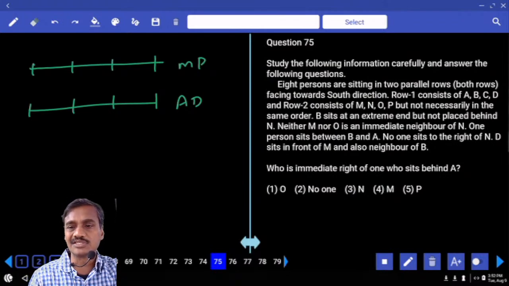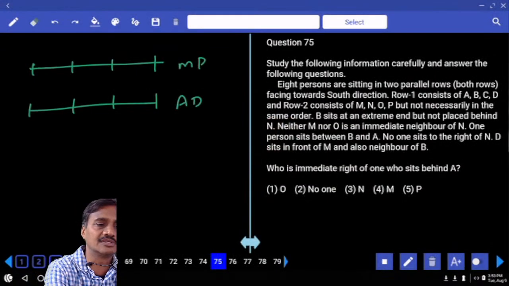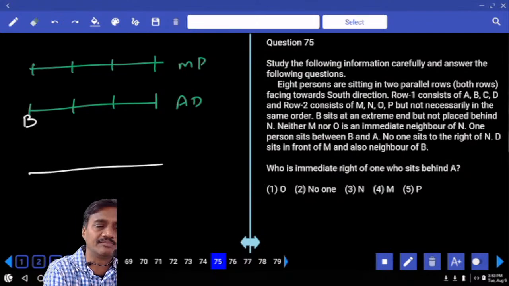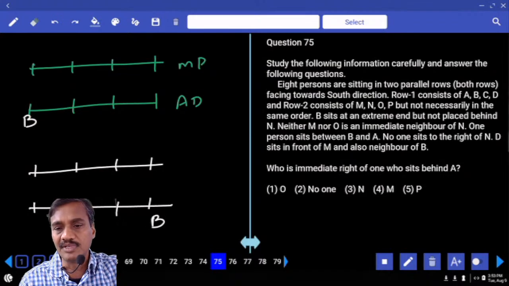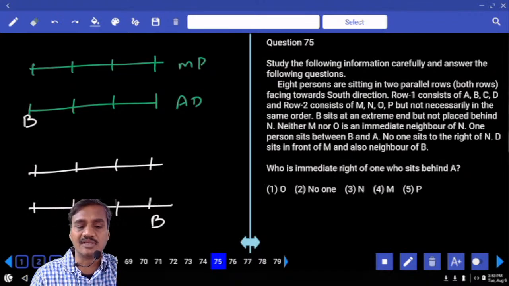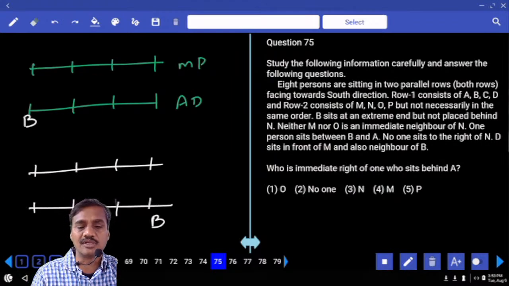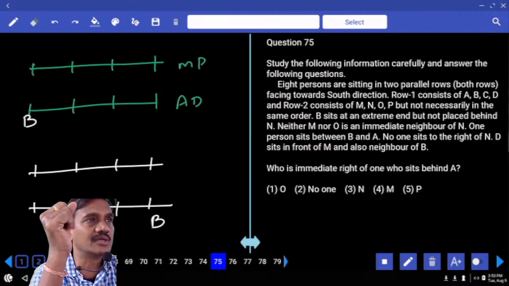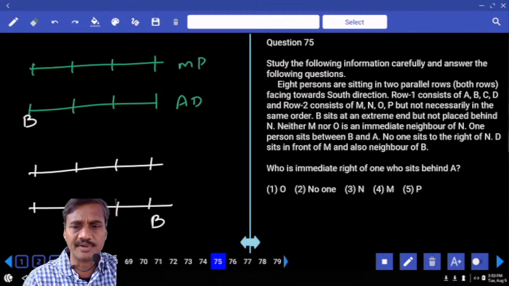B sits at an extreme end, but is not placed behind N. Hence B can be at this place or the other end, so there are two possibilities. B sits at an extreme end but is not placed behind N, which means N cannot be at this place.